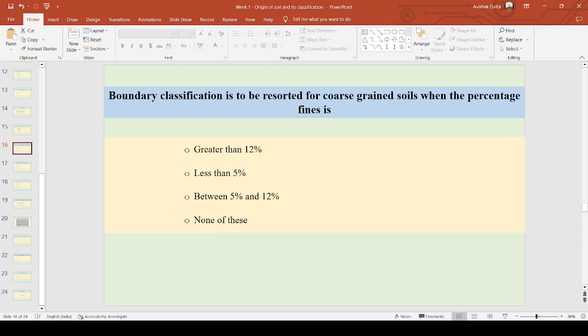Boundary classification, I hope you know the meaning of boundary classification. It is when the percentage of fines is small but not insignificant, so that we cannot ignore the percentage of fines in its nomenclature. So that particular classification is resorted when the percentage of fines lies greater than 12%, less than 5%, between 5 and 12%, or none of the options. Okay. Next question.